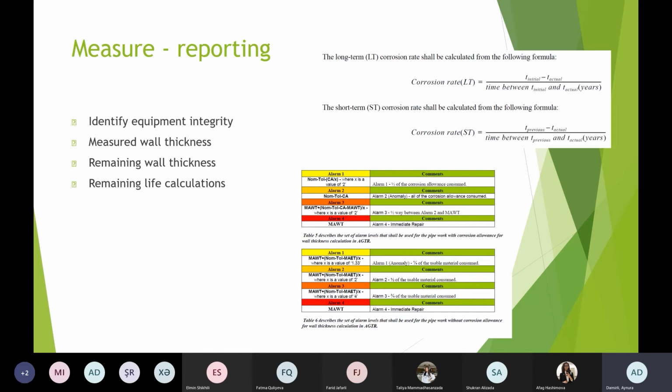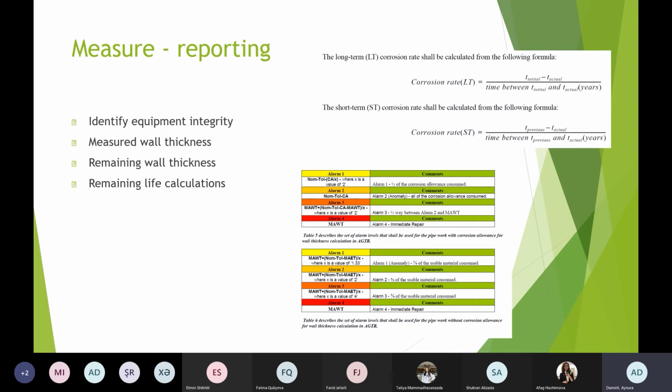From the material point of view, there is a corrosion allowance, which is additional material applied for this equipment, and in most cases it's between 1.5 and 3 millimeters for piping and equipment. So if we lose half of this corrosion allowance, it's alarm 1, and if we fully lose the corrosion allowance, it's alarm 2.